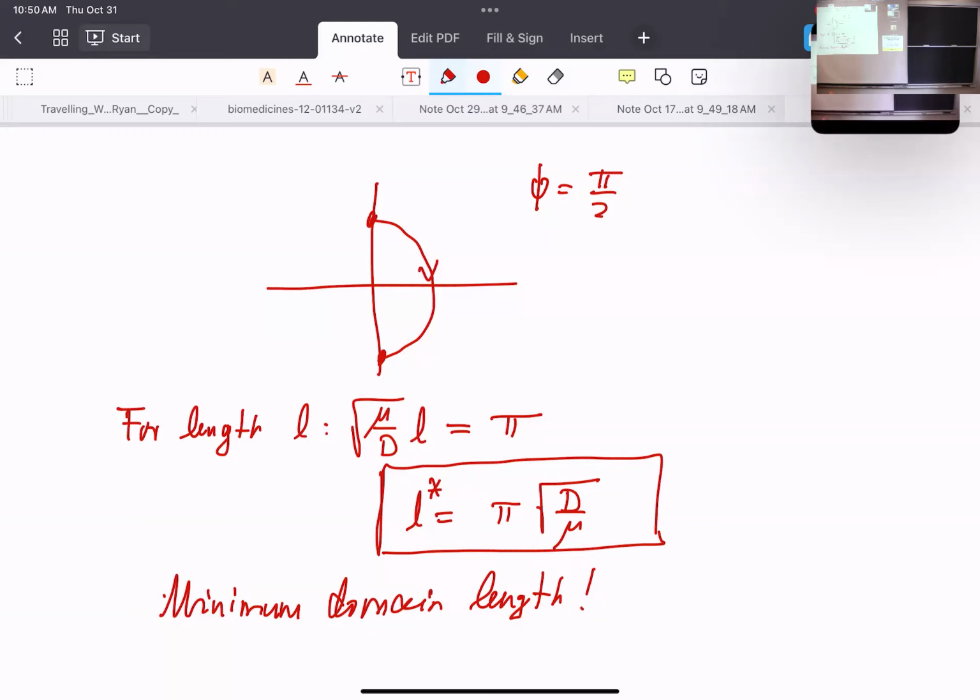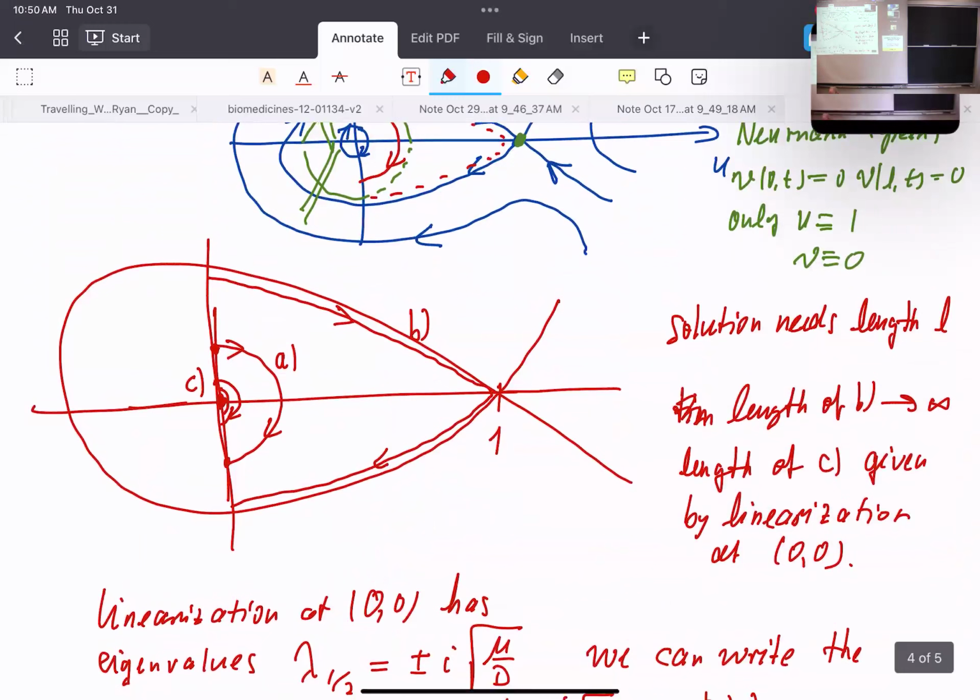Honestly, this formula reminds me of the pendulum. Yeah, right? Well, there is the length of it. So the linearization at 0 is the pendulum, the undamped pendulum. Yes, it is. So yeah, very good connection. Nice.